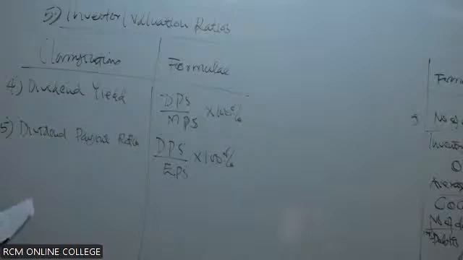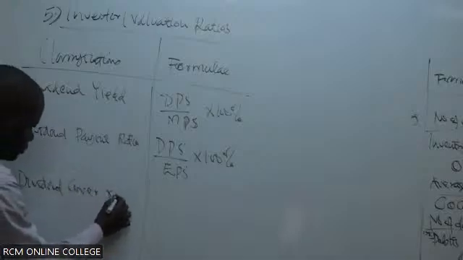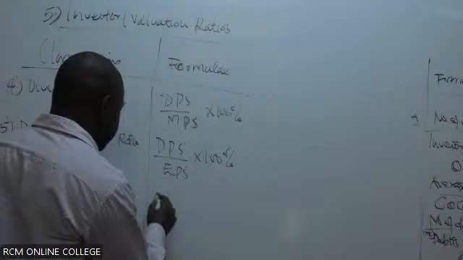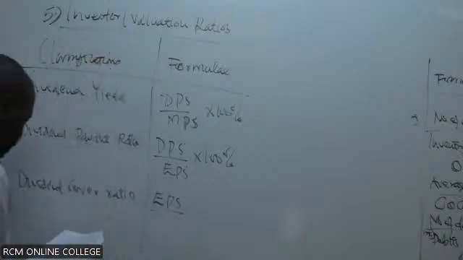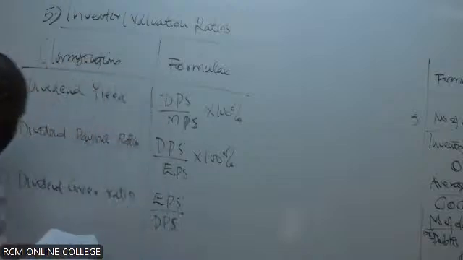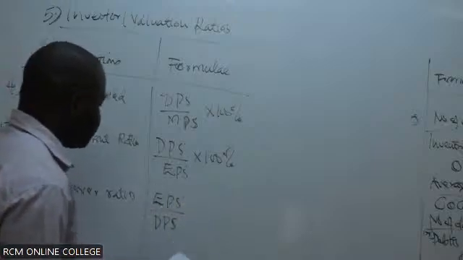Then the dividend cover ratio, which is EPS over DPS. That is earnings per share divided by dividends per share.